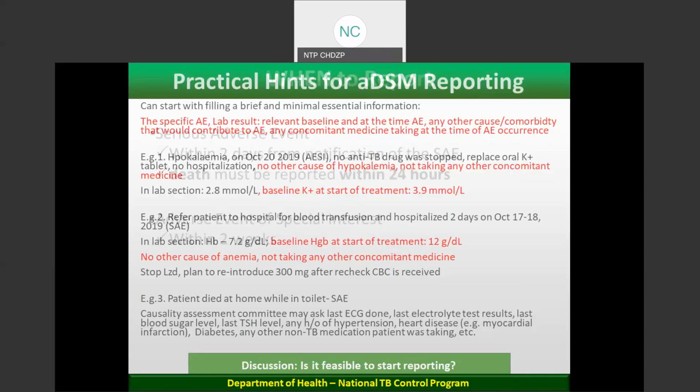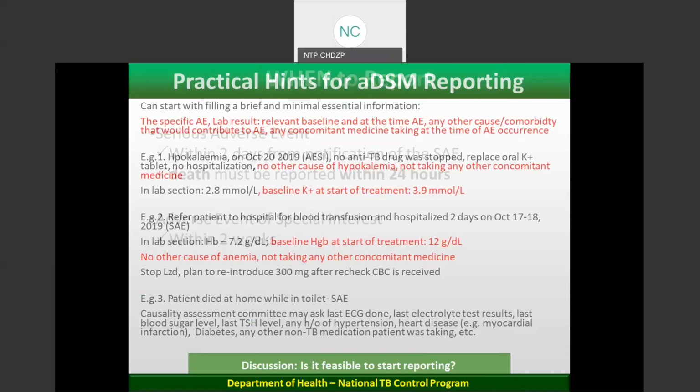Refer patient to the hospital for blood transfusion and hospitalized 2 days on October 17 to 18, 2019. Open and close parenthesis SAE. In the lab section, HP is 7.2 grams per dL. And the baseline hemoglobin at start of treatment is 12 g per dL. No other cause of anemia, not taking any other concomitant medicines. Linezolid, time to reintroduce 300 milligrams after recheck CBC is received.